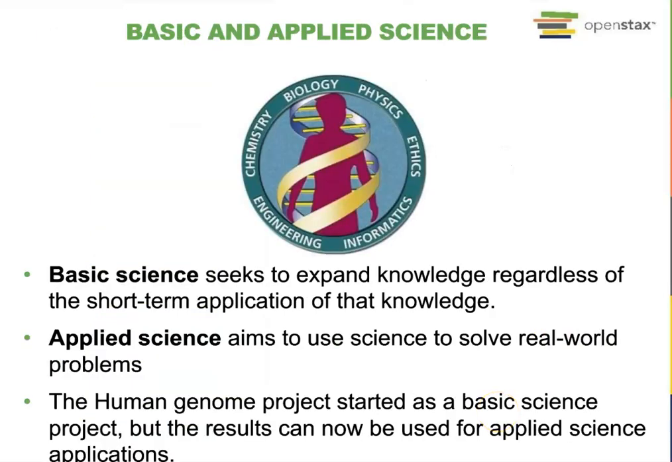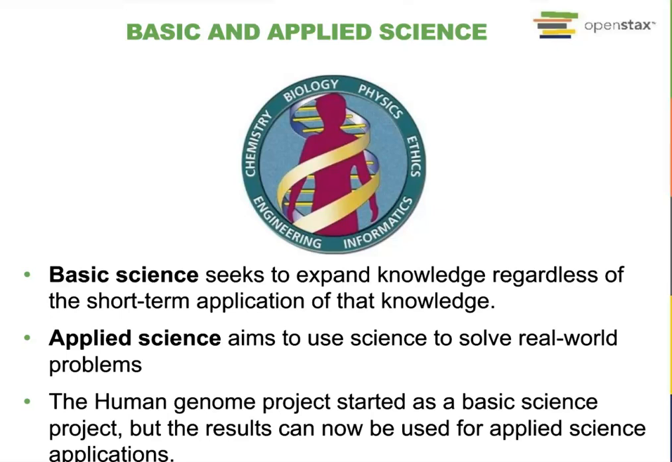Scientific method has been used in both basic and applied science. Basic science seeks to expand knowledge regardless of the short-term application of that knowledge. The example of basic science include microbiology, molecular biology, physiology. Applied science aims to use science to solve real-world problems.